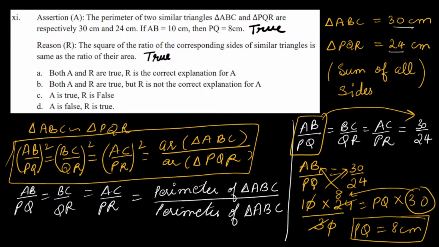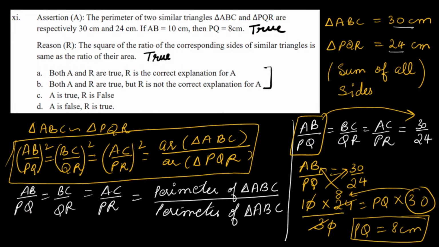So both A and R are true. But now see the options. The options are a little different in this question. In the first option, both A and R are true and R is the correct explanation of A. In the second option, both A and R are true but R is not the correct explanation of A. If you see option C, A is true, R is false. Then option D, A is false, R is true. In these two options, one of the statements is false, so these two options are not correct.